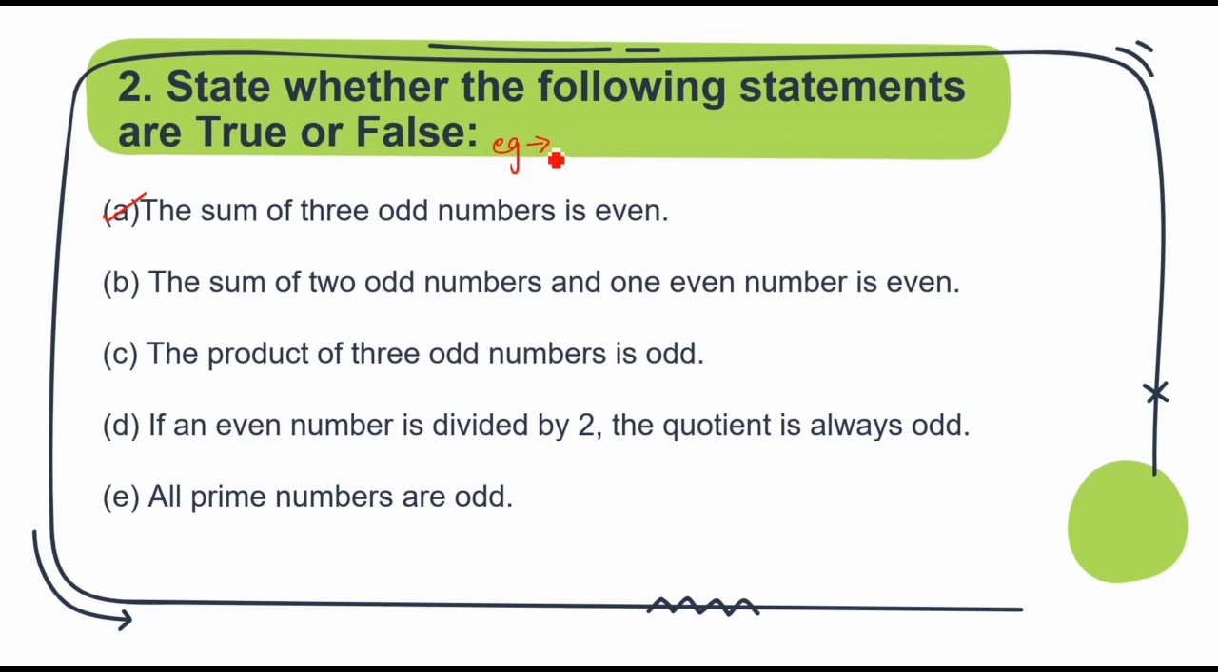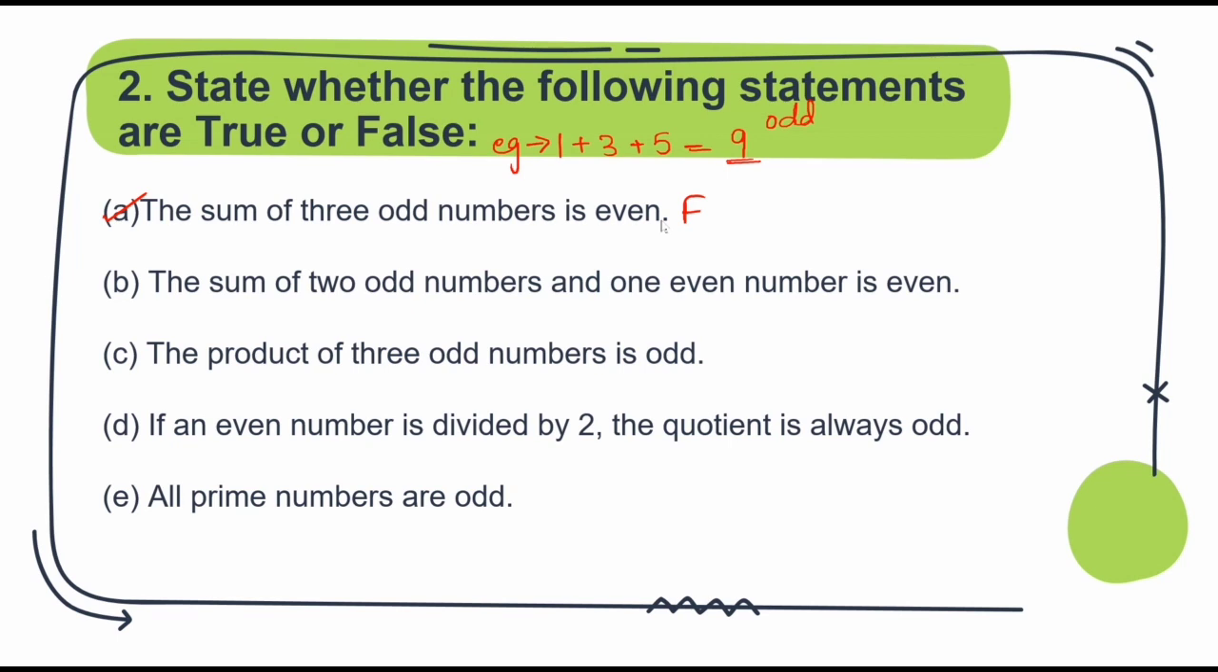So if I take an example for the first one, sum of three odd numbers. Take any three odd numbers. Let's say I'm taking the smallest three odd number, that is 1, 3, 5, and I'm adding them. So 3 plus 1 is 4, and 4 plus 1 is 5. 4 plus 5 is 9. Okay, so the answer that I'm getting is 9, which is an odd number, right? Not an even number. So of course we can say that this statement is false, right?